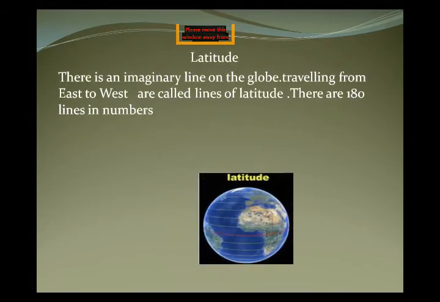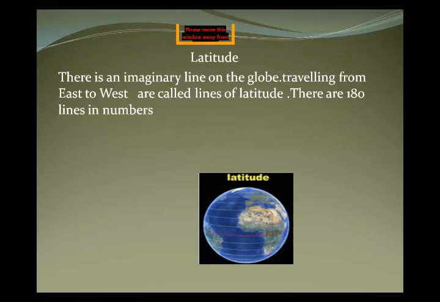The lines which travel from east to west on the globe are called the lines of latitude. Mark in your mind, as we have shared, the longitude lines are the vertical and the latitude lines are the horizontal. And these lines are 180 in number. These lines are traveling from east to west. And the center point of the latitude is the equator.